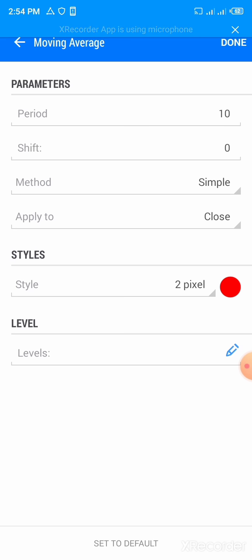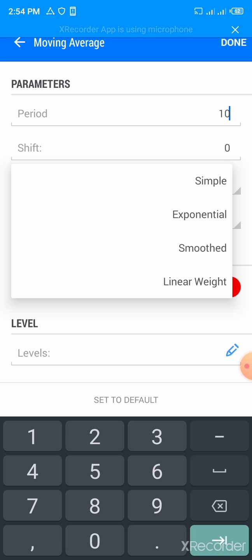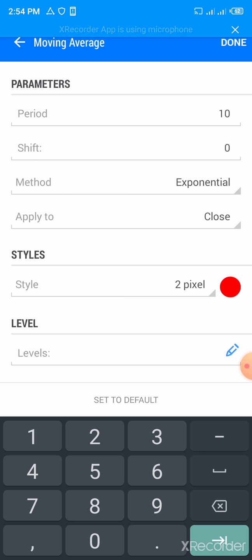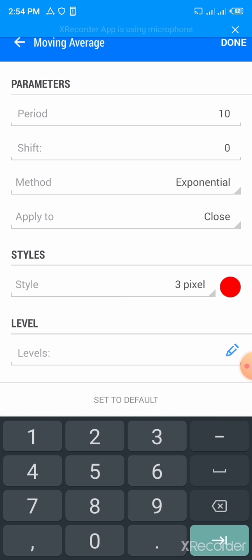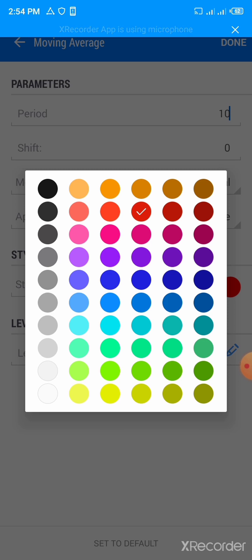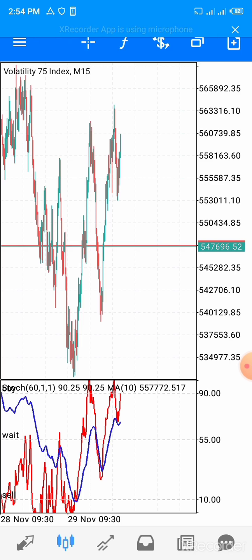Then you change your period to 10. Your shift to 0. The method will be exponential. Apply to close. Then 3 pixel, and the color is blue. There's no level for this. You click done. You see something like this. Then you go back to your F.